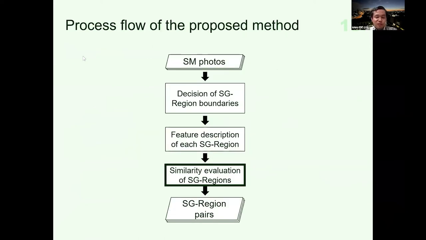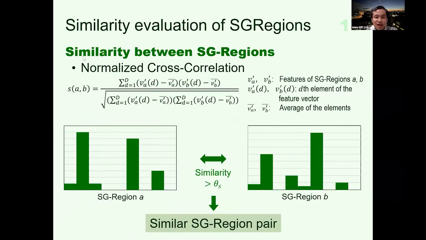Then we basically compare those histograms between different seasonal georegions. That is done by normalized cross-correlation. Then we detect similar seasonal georegion pairs based on the similarity. If it's above some threshold, it's considered similar.